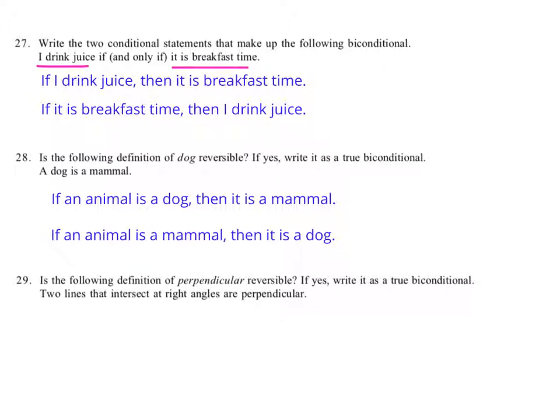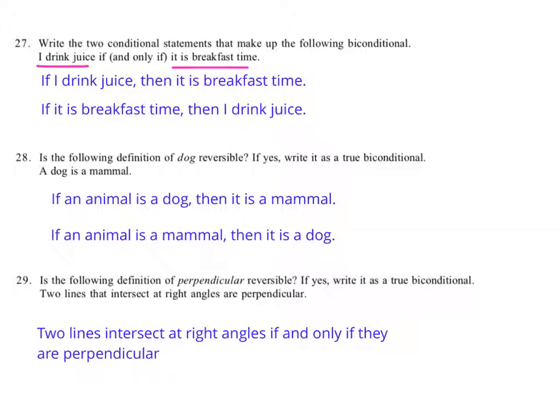So we can write this as a true biconditional, we could say, two lines intersect at right angles if and only if they are perpendicular. Hopefully you know how to spell that. We're going to need that word a bunch this year. Okay? That's it. We are done.